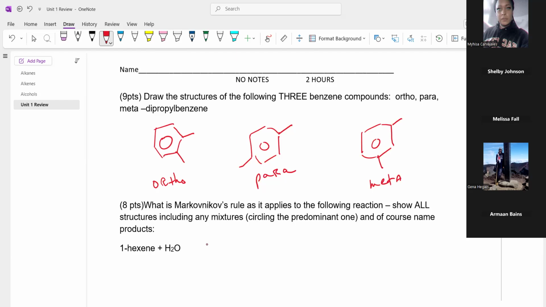This one has a propyl group there. And this would be para dimethyl benzene, and this would be meta. That's all. You could also name it with numbers. This would be a 1, 2. This would be a 1, 4. This would be a 1, 3. Dimethyl benzene.